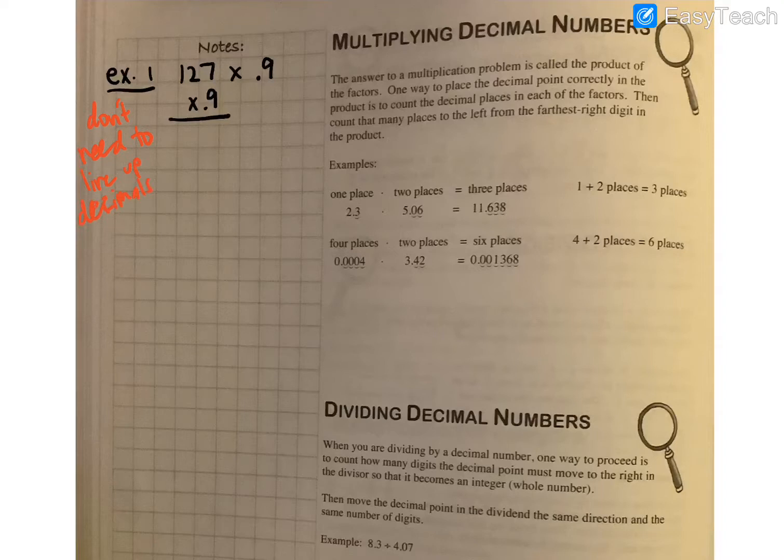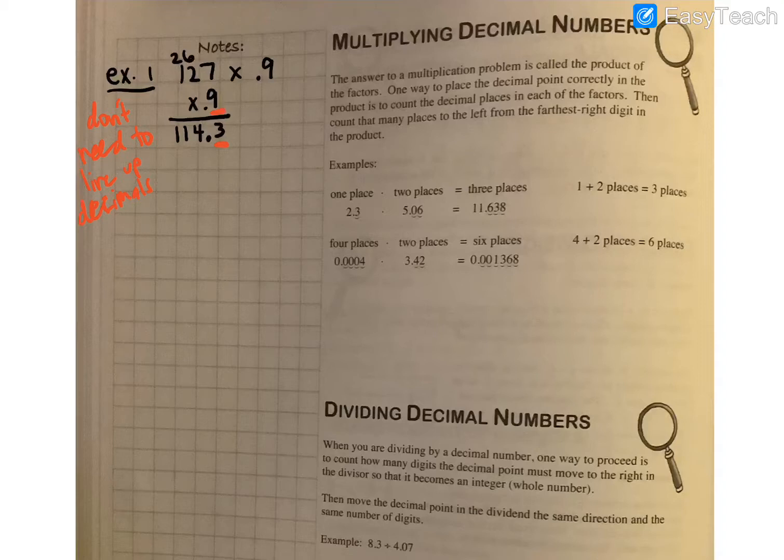Okay, so let me multiply. So 9 times 7 is 63. Carry the 6. 9 times 2 is 18, plus 6 is 24. And then 9 times 1 is 9, plus 2 is 11. Okay, so right now I have 1,143, but I have one number that's behind the decimal here. So I know I need one number behind the decimal here. So my answer, or my decimal, will go right here.